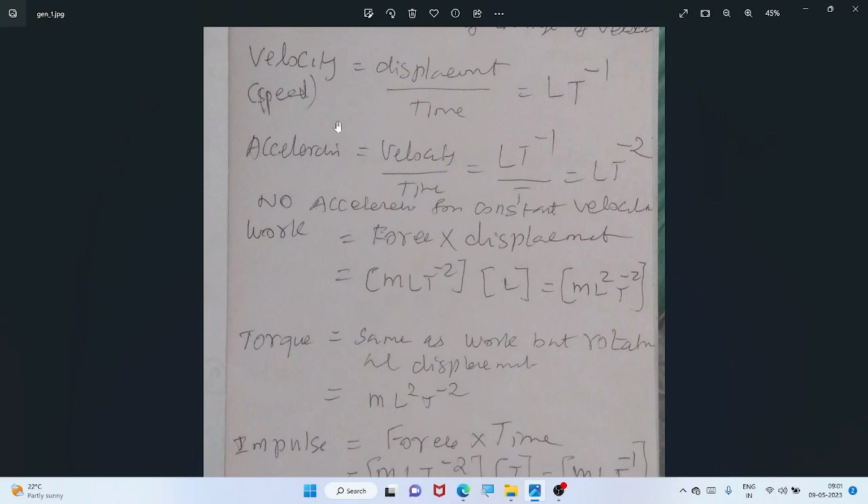So when there is a constant velocity, it means there is no acceleration. Work is force into displacement. Force we already found the unit, displacement is length. So it is ML^2T^-2.